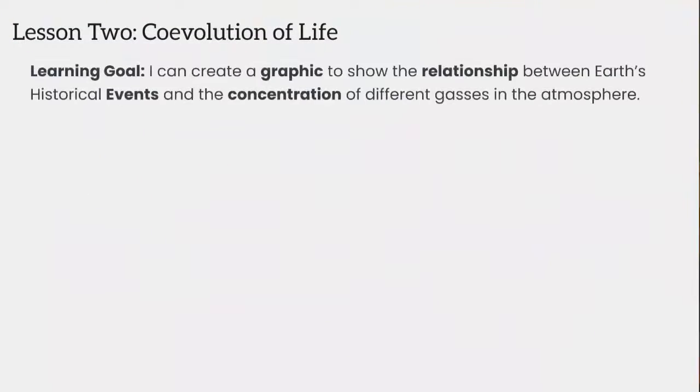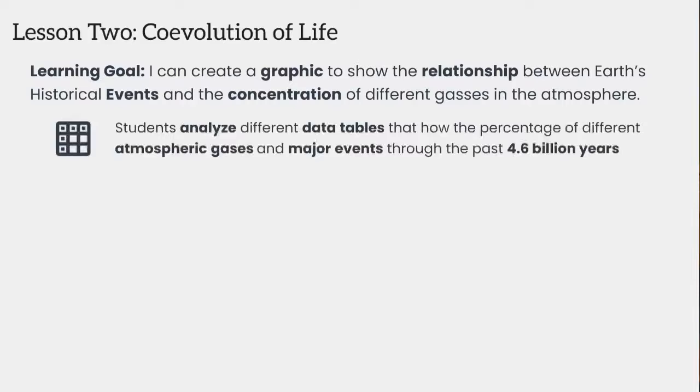For Lesson 2, the goal is for students to be able to graphically show the concepts they learned in Lesson 1. Students are given data tables that show the percentage of different atmospheric gases and the major events through the past 4.6 billion years. Students will then use their new understanding and their prior knowledge to create a graphic on a poster that shows the relationships or patterns in the data.